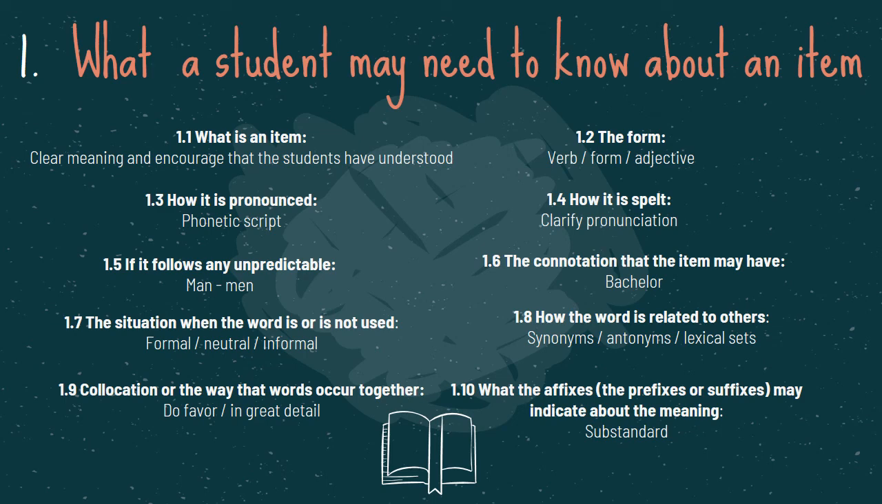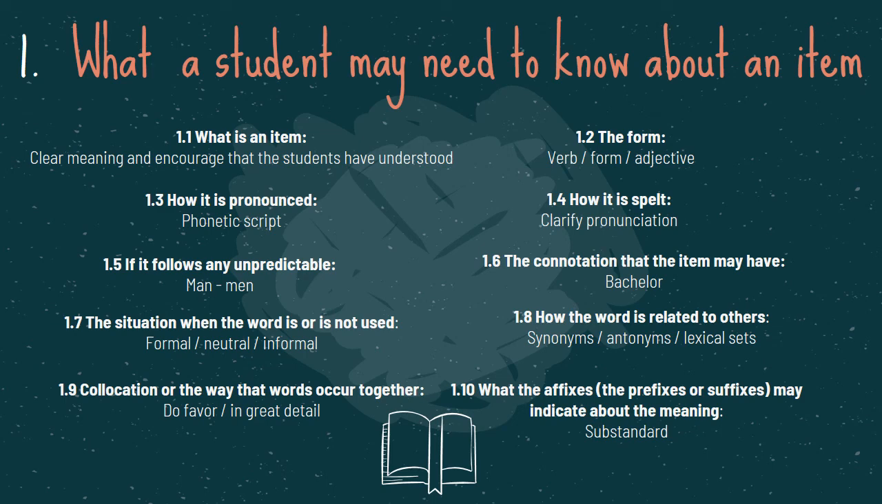The sixth one, the connotation that the item may have. We know that each word has a connotation, so it is important to teach them that part because some words have positive or negative images for a specific word.